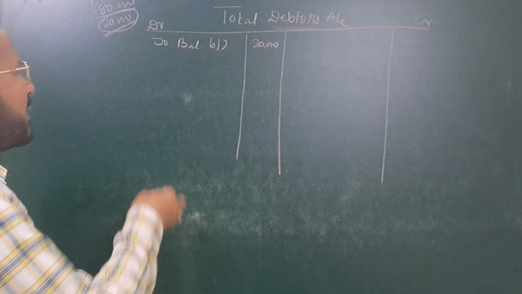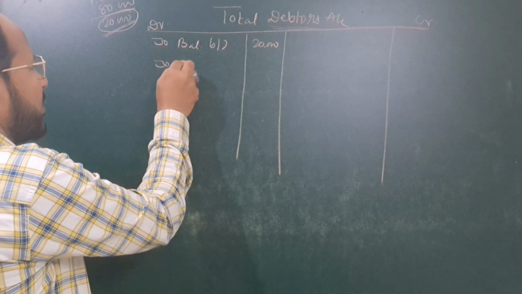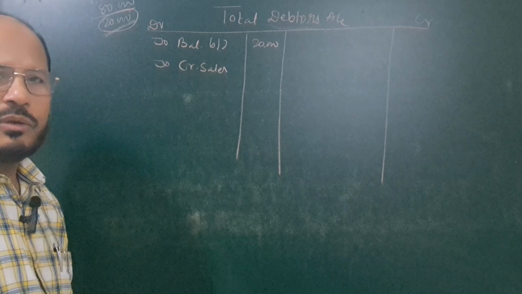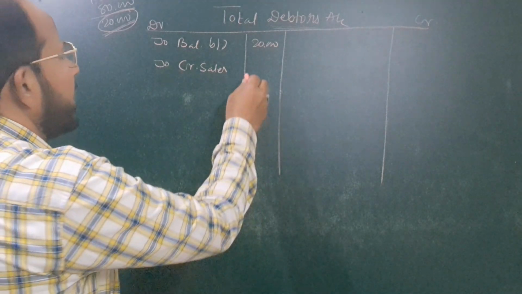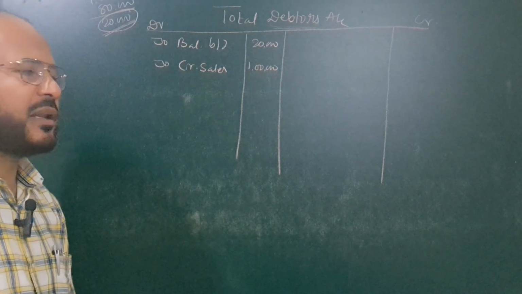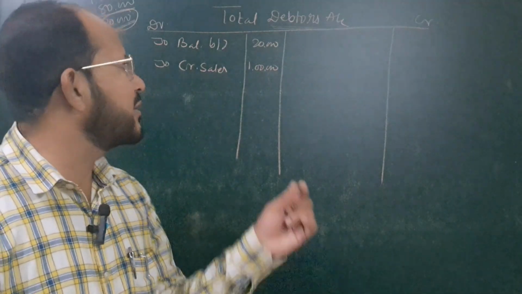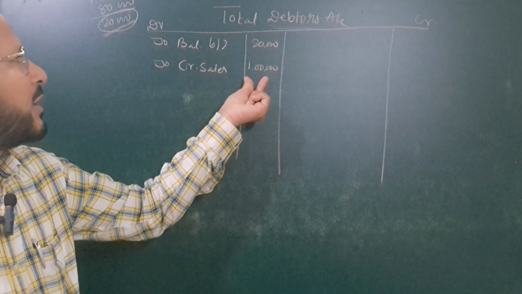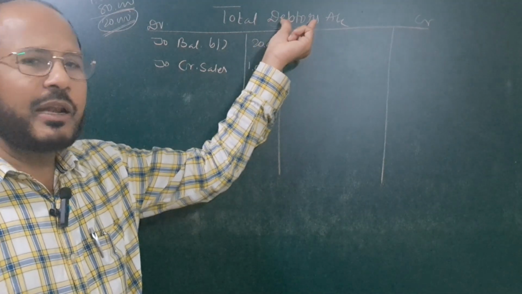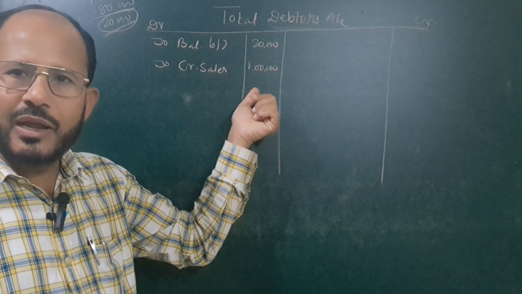Next, assume that this year the businessman has sold goods on credit to the extent of rupees 1 lakh. Now the total amount which is due from the debtors is how much? 1,20,000.